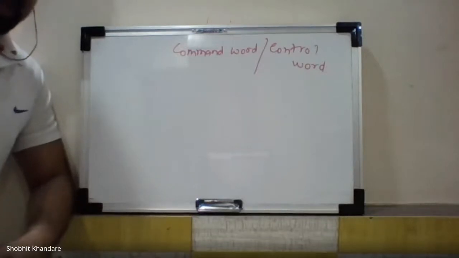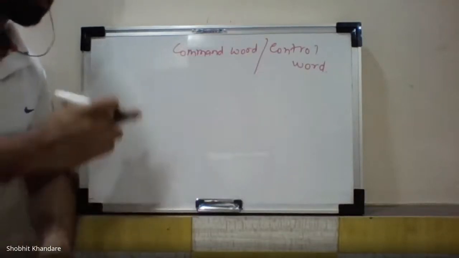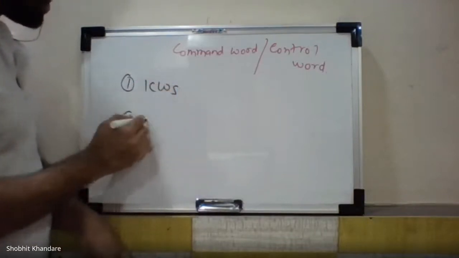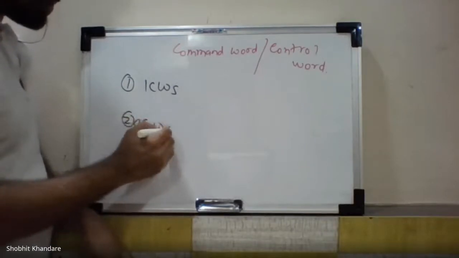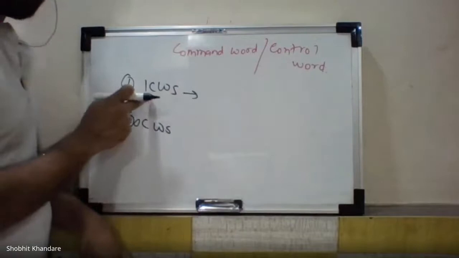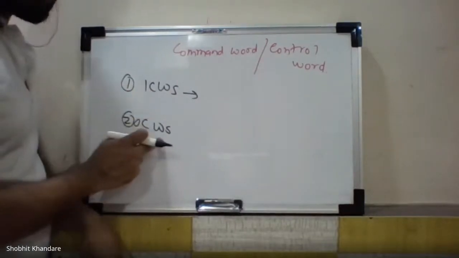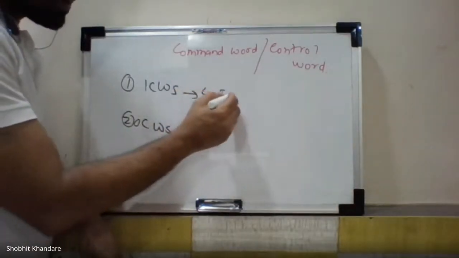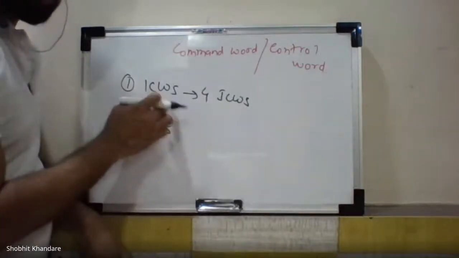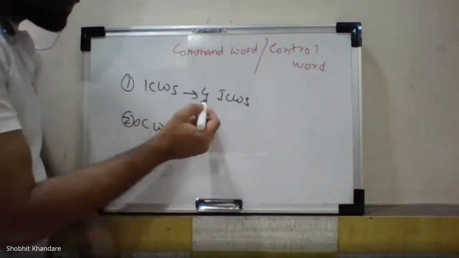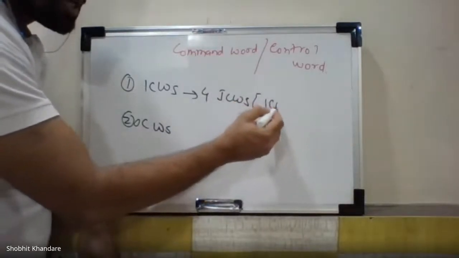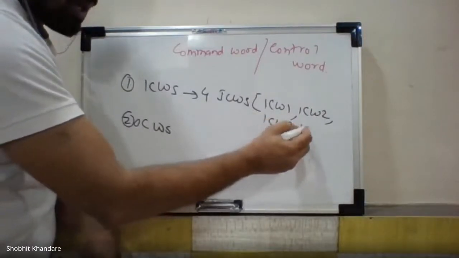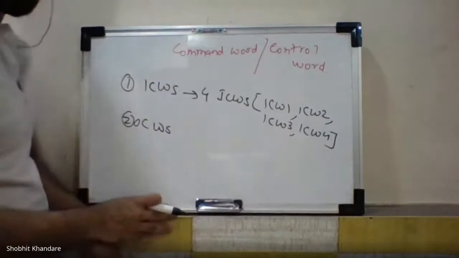I think I haven't given it, but you can just write down the command word or the control word. So I have told you we have ICWs and we have OCWs. ICW stands for initialization command word, OCW for operational command word. How many ICWs do we have? We have a total of four ICWs. Whatever I am writing down in short, you can write in your notebook. Which are they? ICW1, ICW2, ICW3, ICW4.